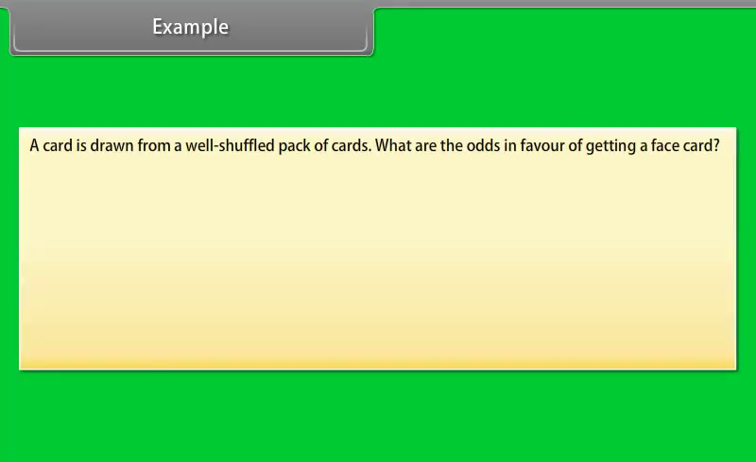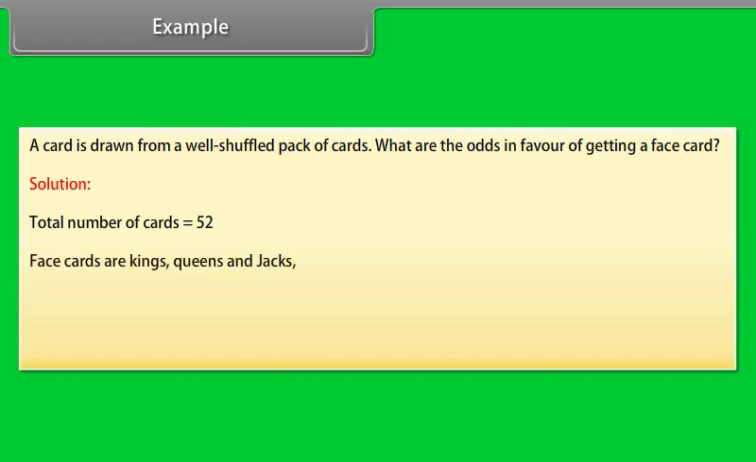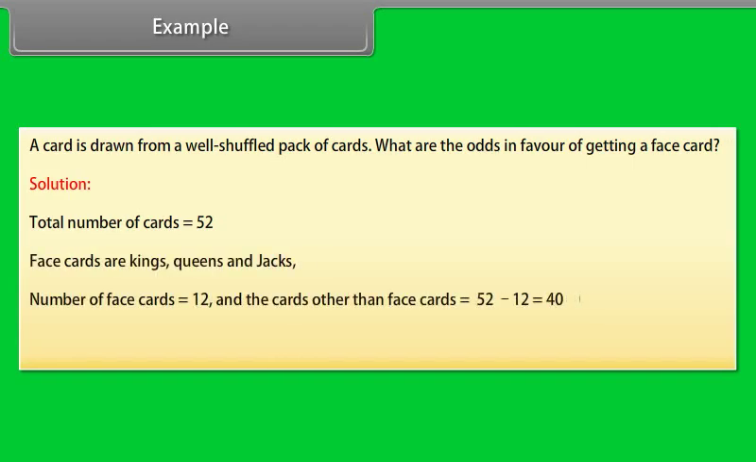A card is drawn from a well-shuffled pack of cards. What are the odds in favor of getting a face card? Solution. Total number of cards is equal to 52. Face cards are kings, queens and jacks. Number of face cards is equal to 12. And the cards other than face cards is equal to 52 minus 12 is equal to 40. Hence, the odds in favor of getting a face card are 12:40 or 3:10.